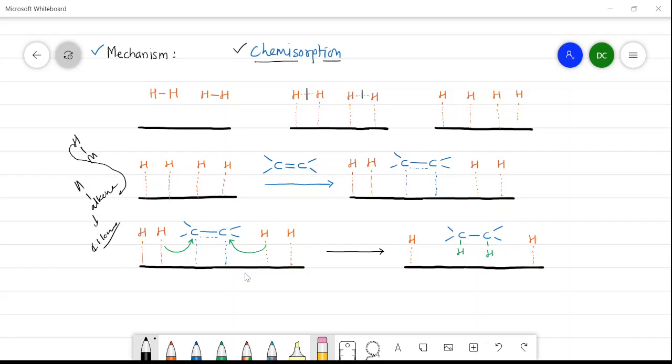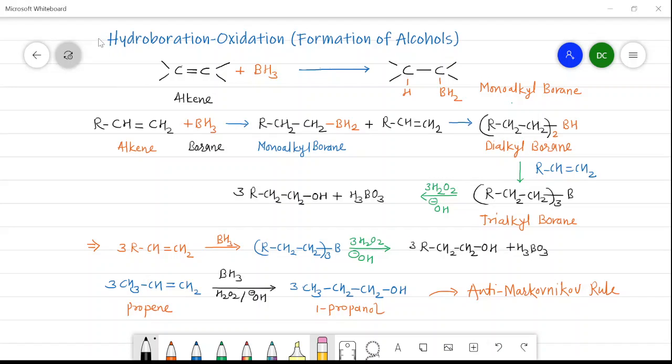Now we will see the next reaction, that is hydroboration oxidation. There is formation of alcohol by the hydroboration and oxidation process. See the chemical reaction. The alkene reacts with borane to form a monoalkyl borane, and that monoalkyl borane is then converted into dialkyl, then trialkyl, and it finally gives the alcohol.